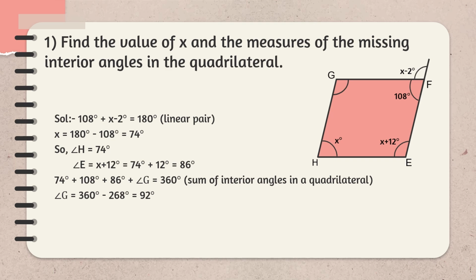So first we found out the x value using linear pair. Secondly, from that we found out angle H and then angle E using the given equation x plus 12 degree, and then eventually using the angle sum property of the quadrilaterals we found out angle G. So this is how we solve this sum. Let's go to the next sum.